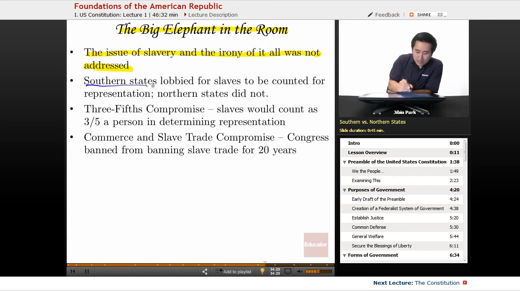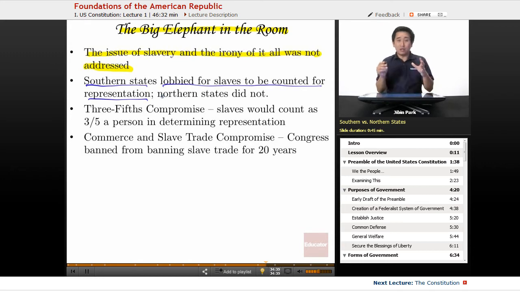So the Southern states lobbied for slaves to be counted for representation. And the Northerners, generally the northern states, you would think that the northern states would want slaves to be counted, maybe not equal to non-slaves, but they did not. They did not want slaves to be counted for representation because if you added slaves as part of the population, then the South would be represented even more in the House of Representatives. And if they weren't represented at all, then the Northerners would benefit because they would have relatively a higher percentage of representation in the House.